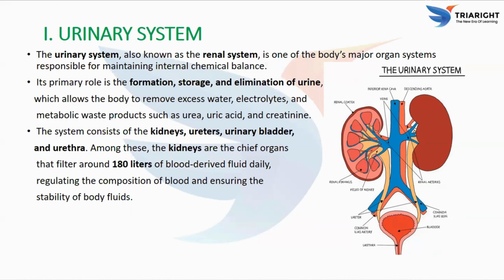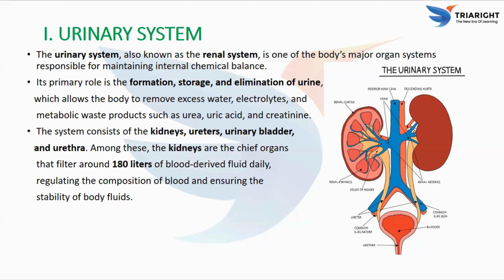So what is the primary role of the urinary system? The main function is the formation, storage, and also the elimination of urine. So what is the formation? What is formed in the kidneys? The blood is filtered in the kidneys, the waste is removed, and the urine is produced. Storage takes place in the bladder. The bladder stores the urine until the body is ready to release it. Next is elimination, which takes place through the urethra.